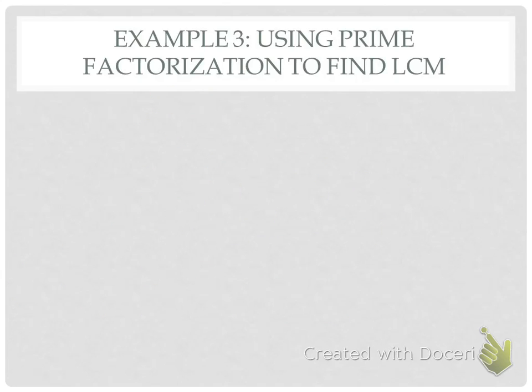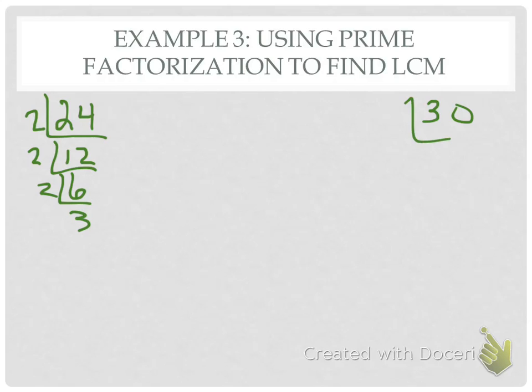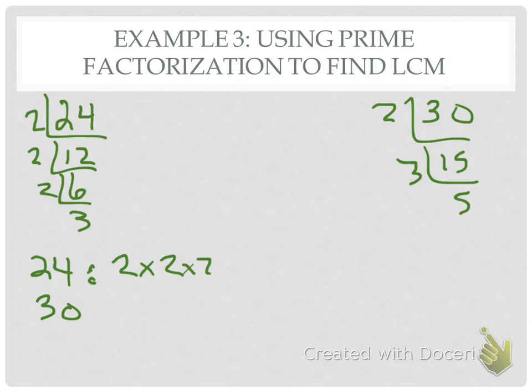All right, now I want you to find the LCM of 24 and 30 using prime factorization, just like we just did. The LCM of 24 and 30 using prime factorization. All right, so let's do the prime factorization. Okay, now we're going to list out our prime factors. 2 times 2 times 2 times 3, and then 2 times 3 times 5.